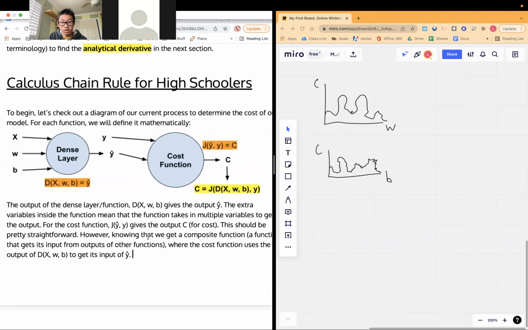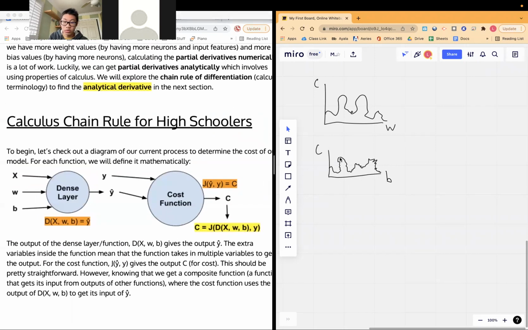Yeah, okay, so what we need to do is find the derivative. We need to find the slope. So we need to find the slope at like this point. Slope here is 0, which is pretty easy. So we got to figure out the slope, right?